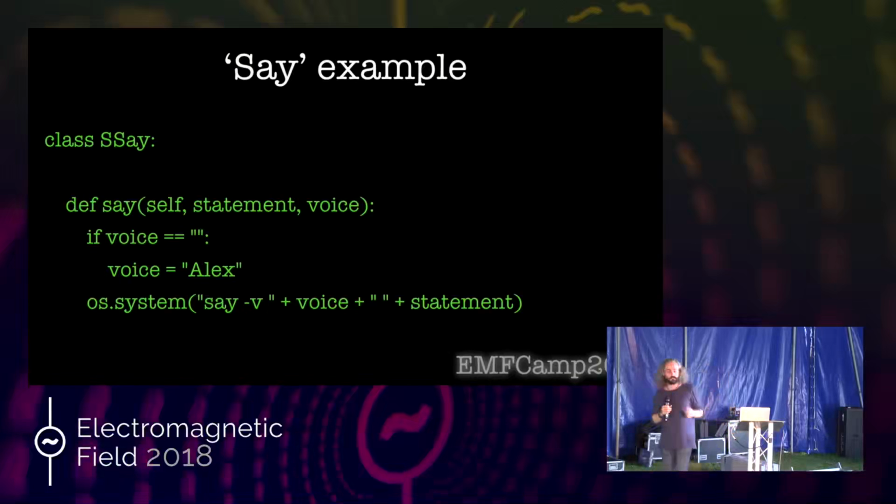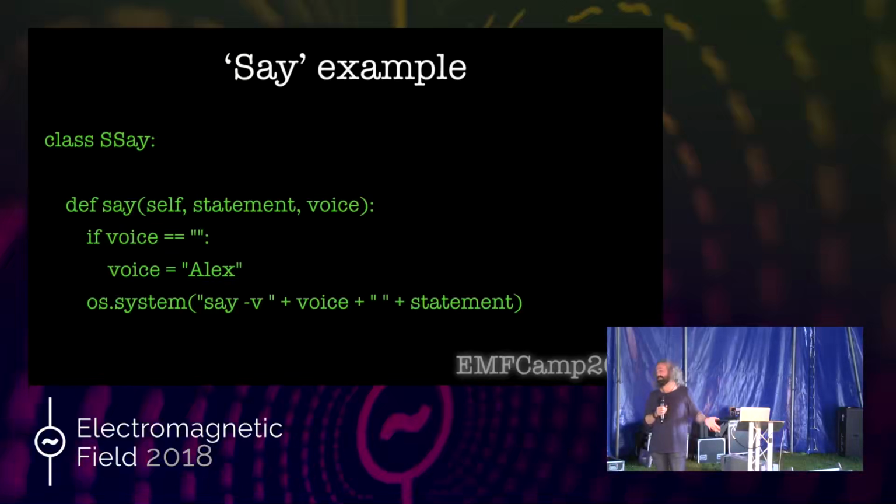So in the example, my say object only has one procedure, which is say, because that's the only thing I'm going to do. It takes two basic arguments: the statement you want it to say and the voice you want it to say it with. And if you haven't set the voice, it will set it to Alex, which is one of the default voices. And then it literally calls out to the operating system and runs the say command.